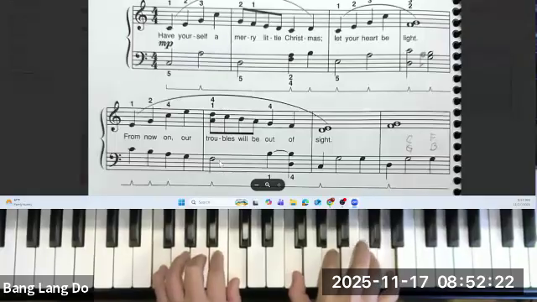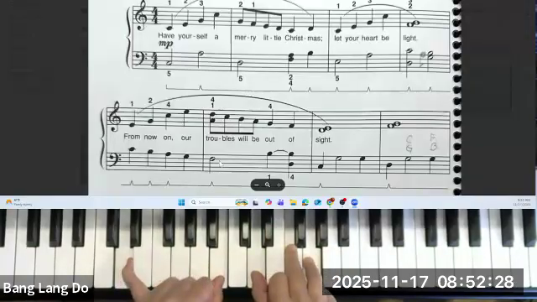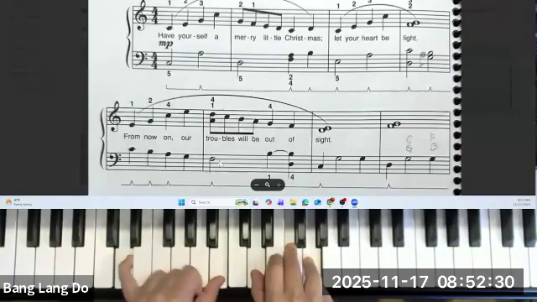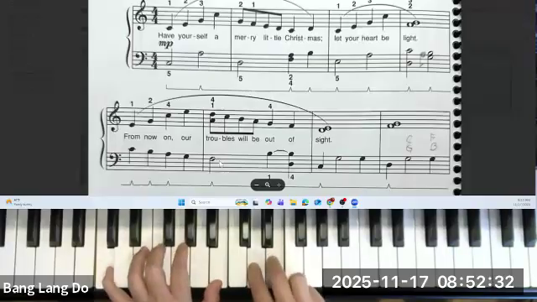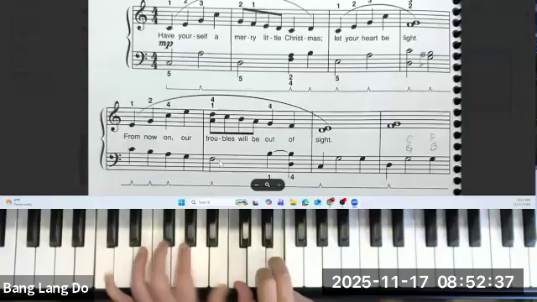Then D minor, G7 for both beat 3 and 4. What is that? sus2.